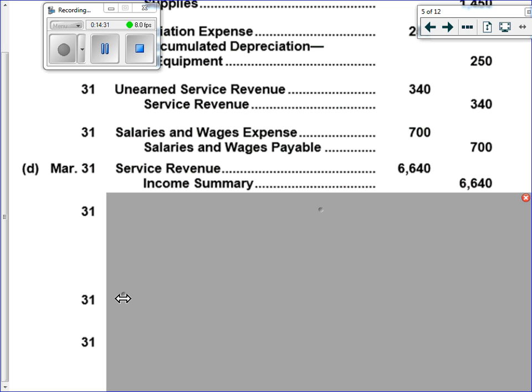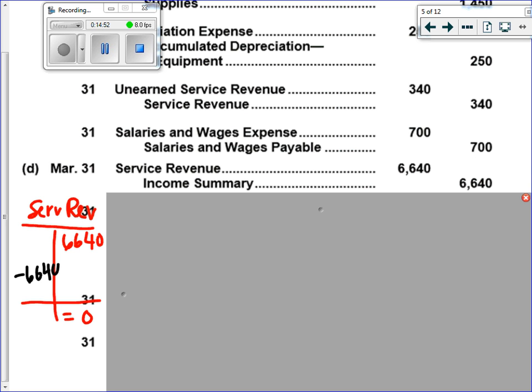If I draw a little T, you might not have room because I erased, but if service revenue is sitting there with a credit balance of 6640, the reason we need to debit that amount is so that we can get it to equal 0. Because that's what closing out means. It means getting a 0 balance so we can start our next fiscal period. Someone tell me the problem if we would credit it by 6640. You'd be doubling it.